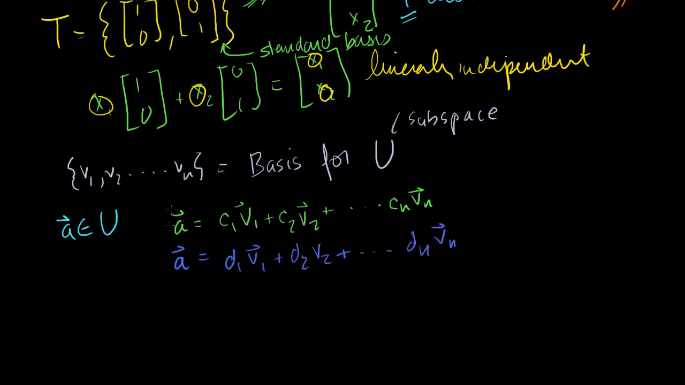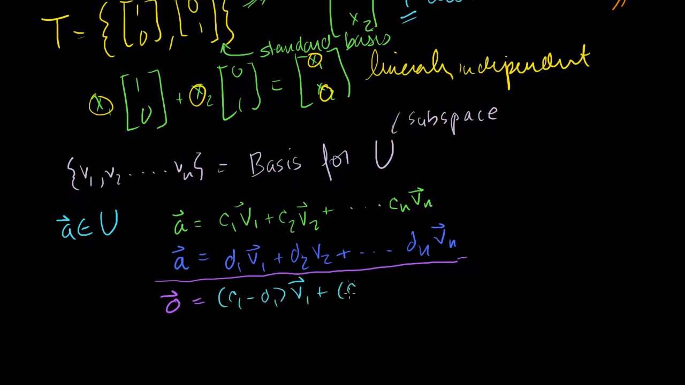Now, what happens if I subtract A from A? I'm going to get the 0 vector. Let me subtract these two things. If I subtract A from A, it's clearly the 0 vector. And if I subtract this side from that side, what do we get? I'll do it in a different color. We get c1 minus d1 times v1 plus c2 minus d2 times v2, all the way to cn minus dn times vn. I'm at the point on my board where it starts to malfunction.